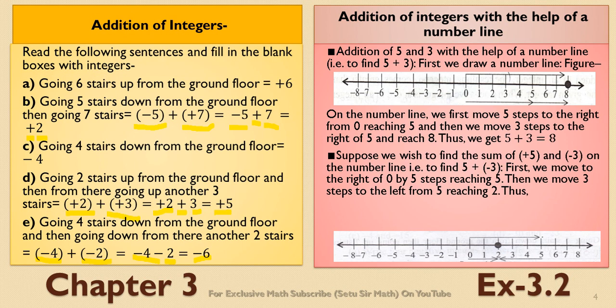Suppose we wish to find the sum of plus 5 and minus 3 on the number line. At first we move to the right of 0 by 5 steps, because 5 is positive here, and from 5 we move back 3 steps to the left, because 3 is negative. If we go from 0 to 5, and come back from 5 minus 3, we get 2, and the sign will be the bigger number's sign. The bigger number here is 5, and its sign is plus. You can see the number line very well.